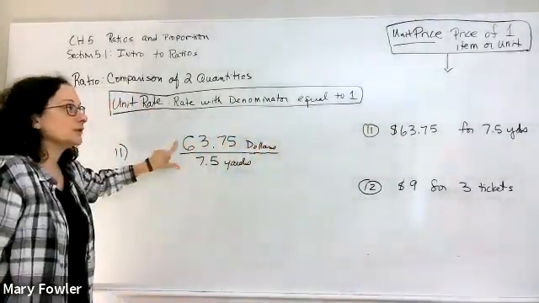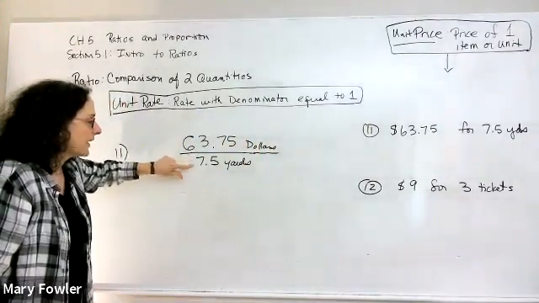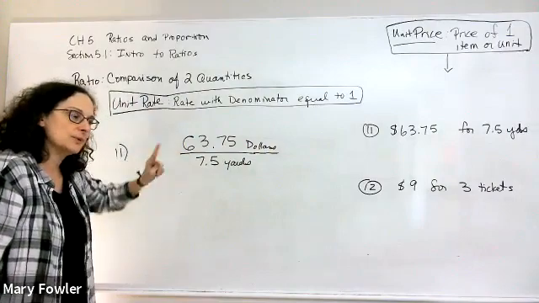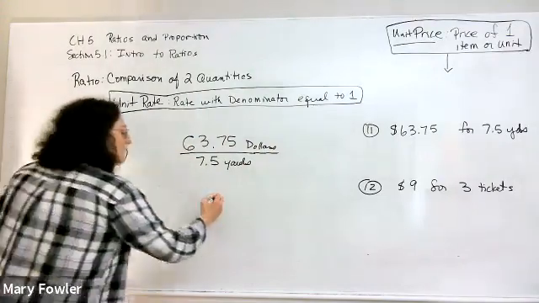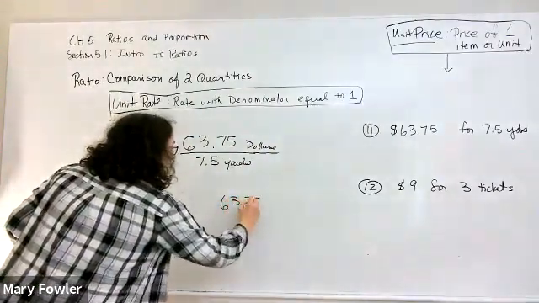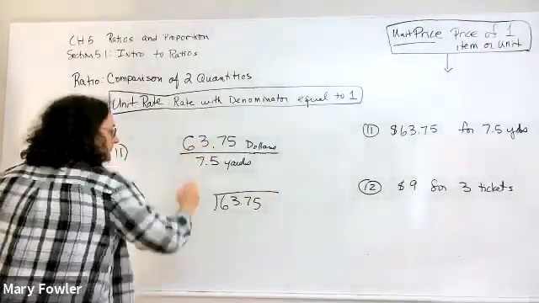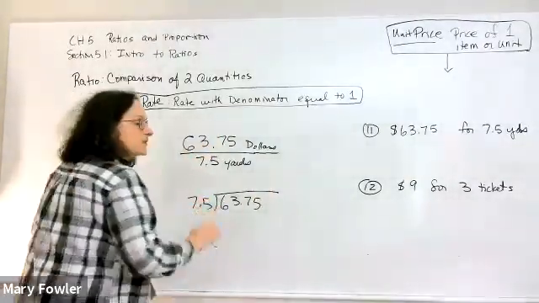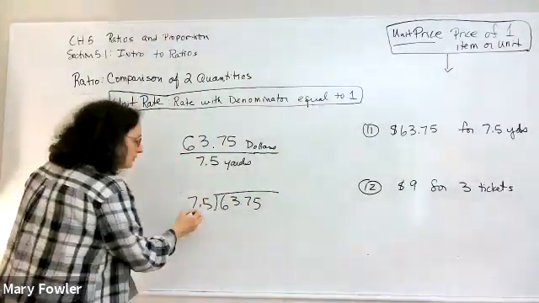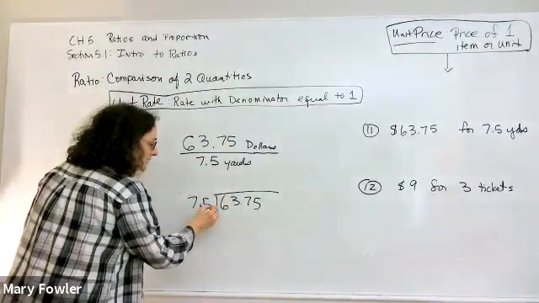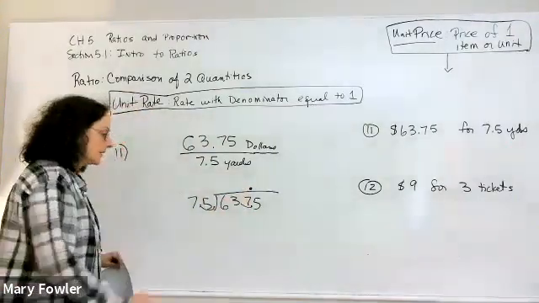And to get the unit price, I need to divide everything by 7.5, because that will force the denominator to be 1 yard, and then we'll know how much it costs. So the problem that we're looking at here is, how many times does 7.5 go into 63.75? So this is decimal division. We're going to move the decimal place once to the right, and then go ahead and make sure we put it up there.